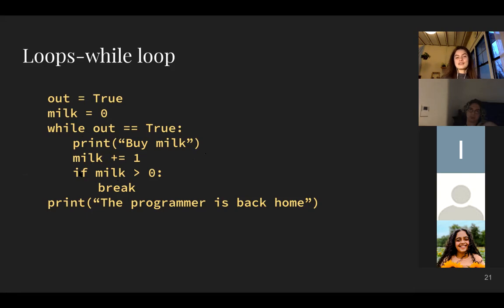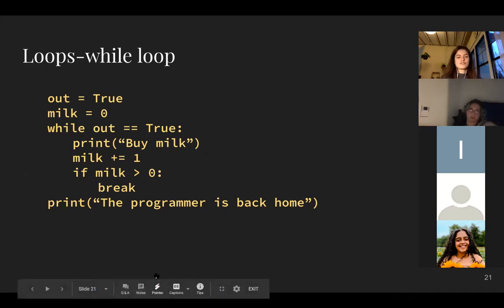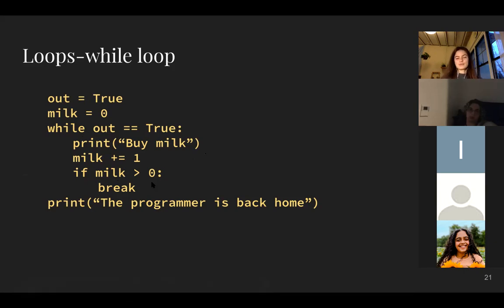And then we're using an if statement. So if milk is greater than 0, break. What break means is it basically breaks out of the while loop. That's just something built into Python. And then we're going to print the programmer is back home. So this is an example of putting an if statement inside of a while loop and also breaking out of a while loop so that they don't run infinitely. Any questions about this example?